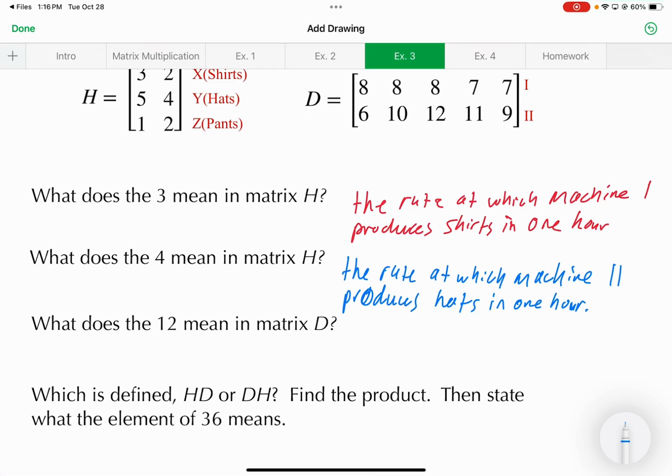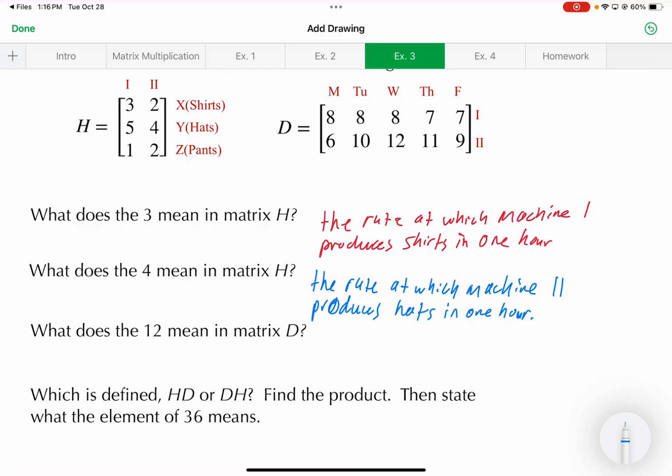What does the 12 mean in matrix D? So that one's actually in matrix D. We moved to the other matrix. What did that matrix tell us again? So it's the amount of hours that what? Good. So it's the amount of hours that machine 2 runs on Wednesday. So the number of hours machine 2 runs on Wednesday.